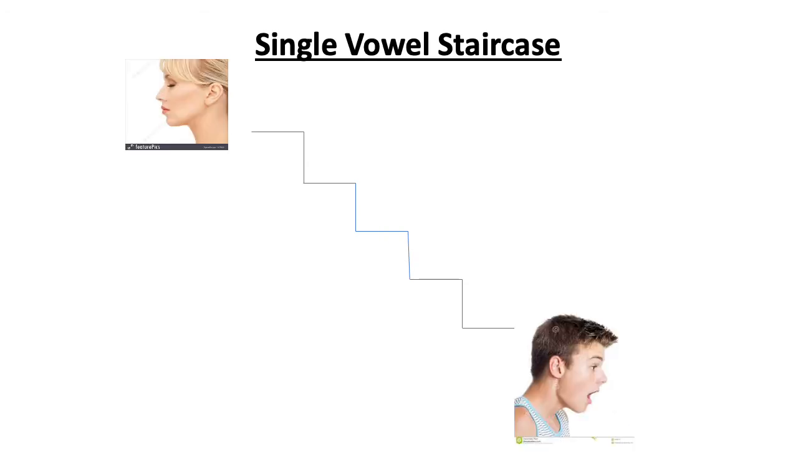At the top of the staircase, the jaw is closed, and with every step down, it opens a little bit until it is quite open at the bottom of the staircase. Here is a way to feel the movement of your jaw as you say the vowels on the single vowel staircase. Put your thumb under your chin and your fingers along your cheek.